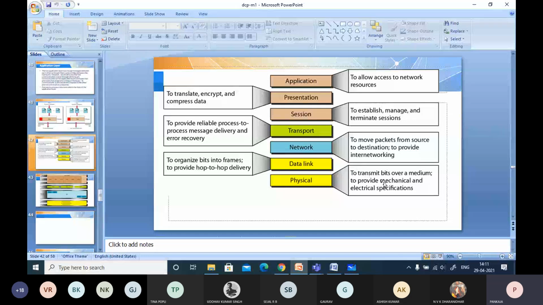The physical layer is to transmit bits over a media and to provide mechanical and electrical signal specifications. Then the data link layer is hop to hop delivery, and data is represented as frames. The network layer represents data as packets and is responsible for source to destination delivery of data, and it also provides internetworking. Then the transport layer is process to process delivery of data, and it is also responsible for error recovery and flow control.